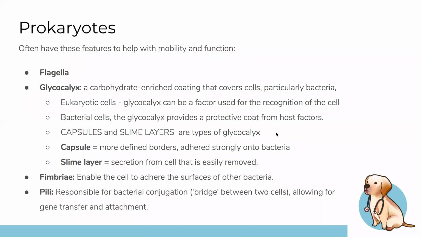The capsule has more defined borders than the slime layer, and the slime layer is not as effective as a capsule. There are fimbriae, and fimbriae and pili are very similar in shape and structure. They're kind of just projections. The fimbriae are attachment points, so they help one cell attach to another cell.